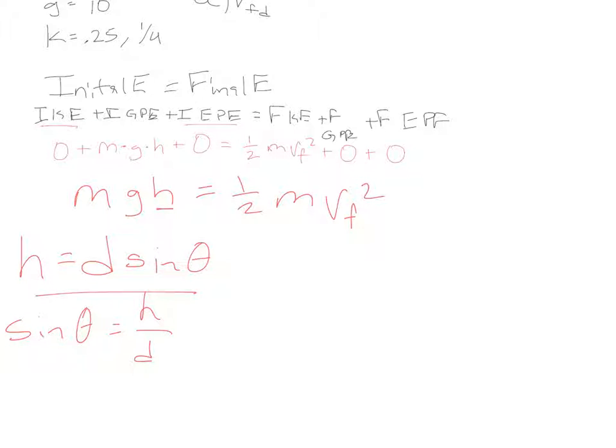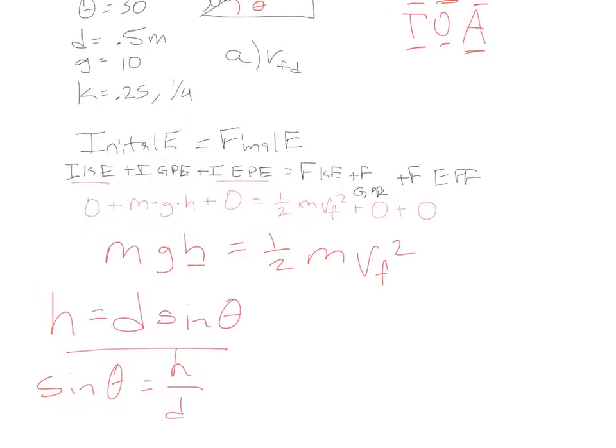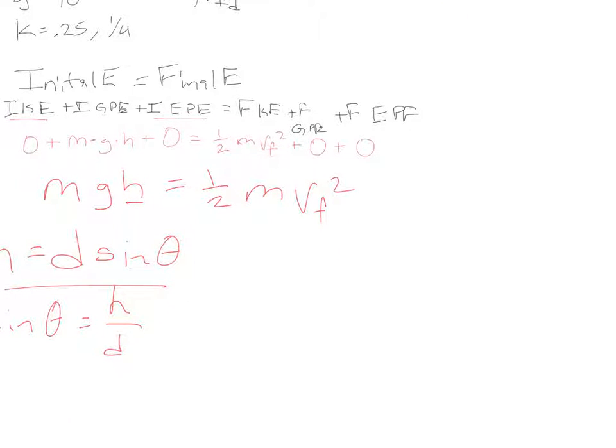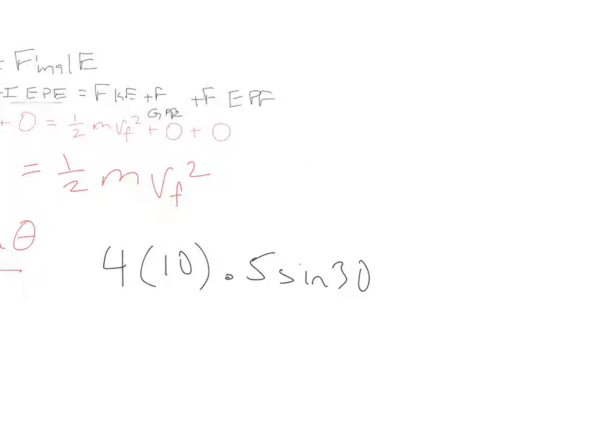My mass is 4. Oh, I have it written down over here. Okay, great. My mass is 4. Gravity is 10. And my height is 0.5 sine 30. Half, again, mass of 4, and the final velocity squared, which I don't know.